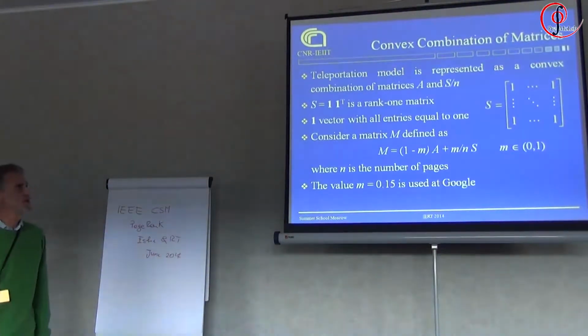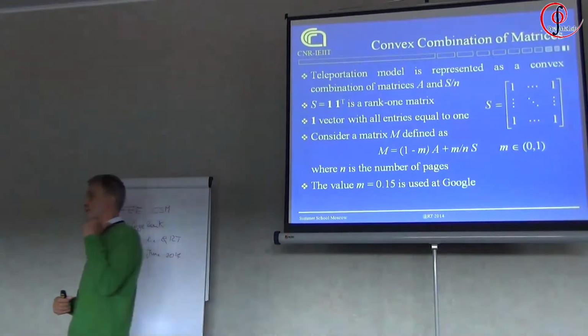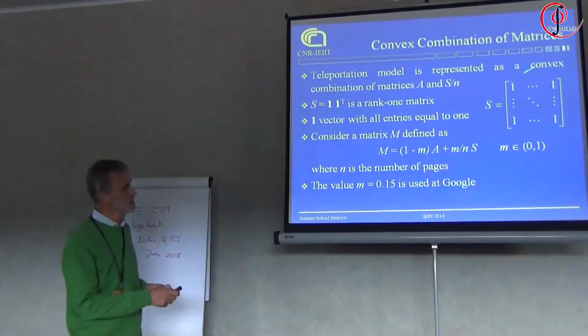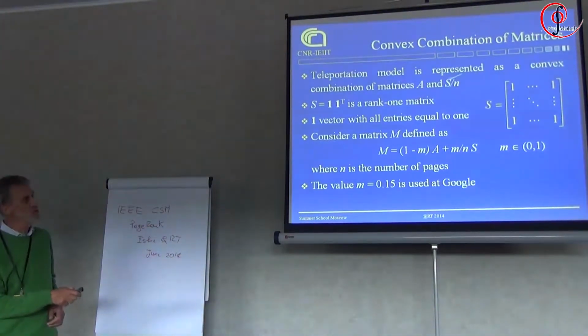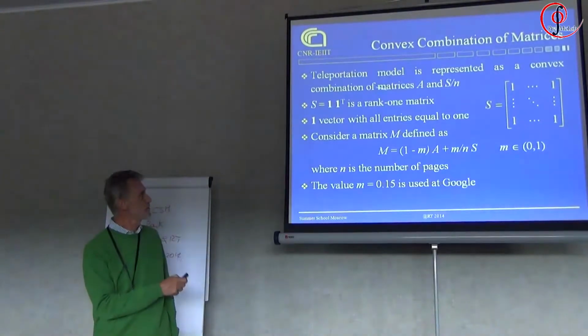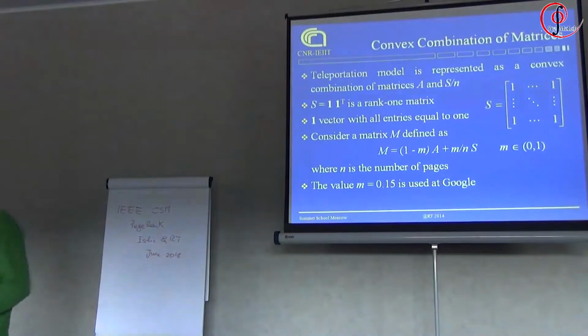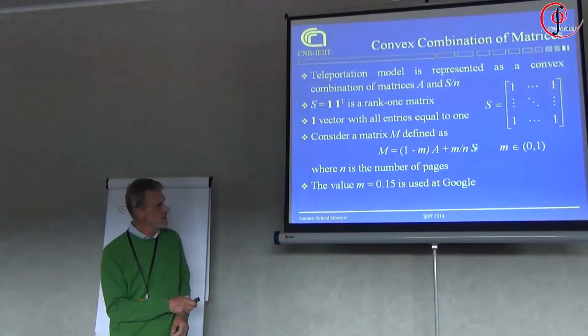So this model can be represented as a convex combination of two matrices. One is the hyperlink matrix that we discussed. The second is a matrix S, which is a rank 1 matrix with all entries equal to 1, divided by n. So all the entries of S over n are equal to 1 over n, and this represents the probability, 1 over n, that you jump to another page. So S is 1 times 1 transpose using vector notation, where 1 is a vector of all ones. So it's a convex combination between A and S over n, and the convex combination matrix is called M.